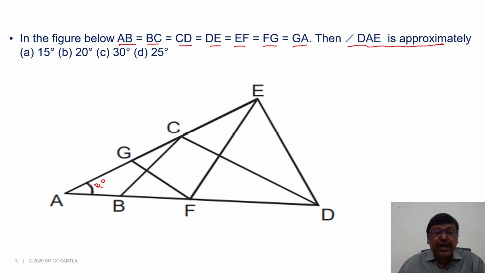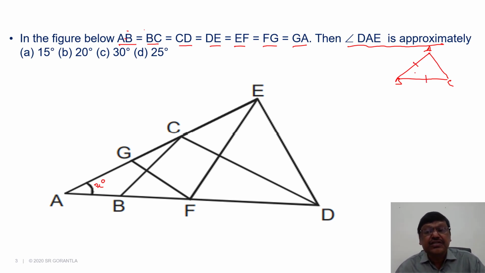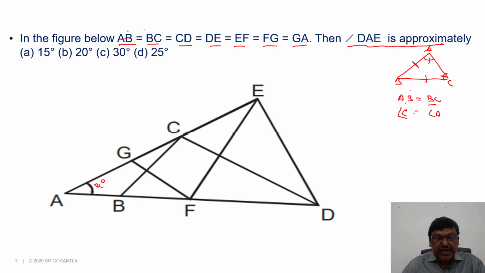Now in a triangle, if two sides are equal, their opposite angles are equal. If I take ABC, here AB equals BC means if these two sides are equal, their opposite angles are equal. Opposite to AB is angle C, opposite to BC is angle A, these two will be equal. We can say simply like this: if AB is equal to BC, opposite to AB, the third vertex C, opposite to BC, it will be A. They are equal.